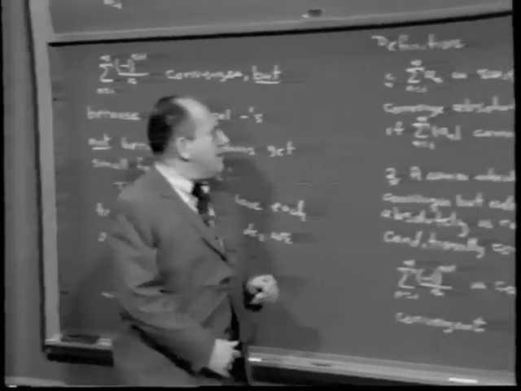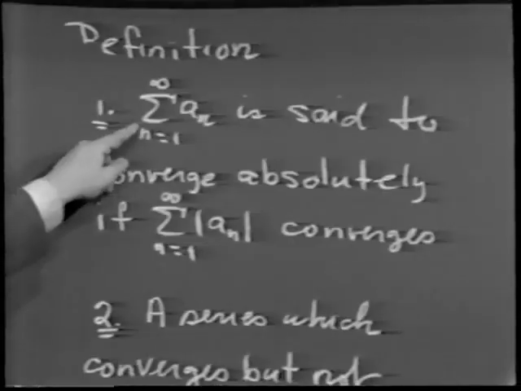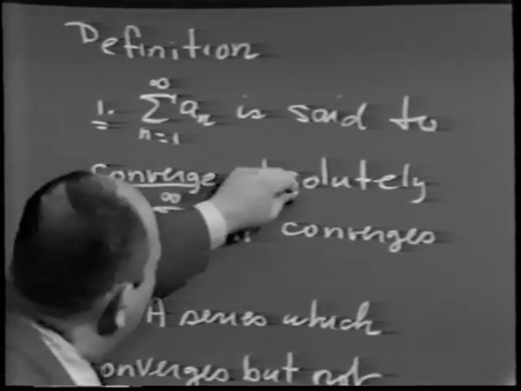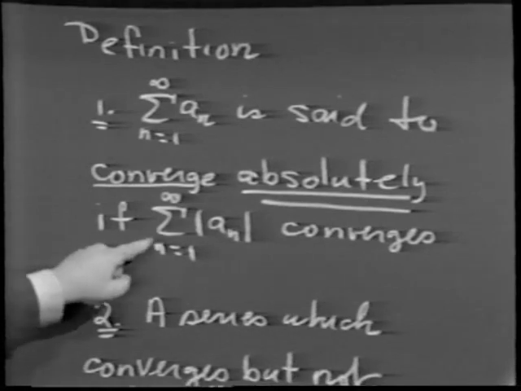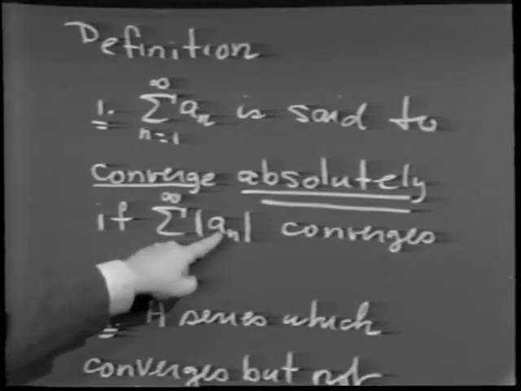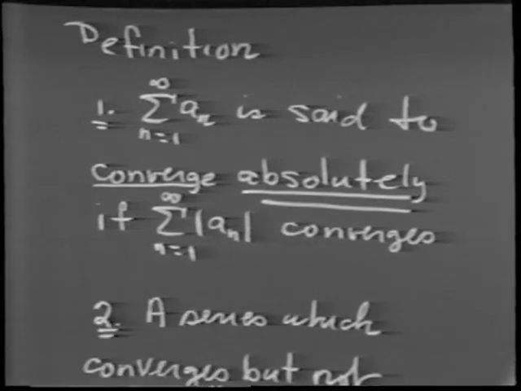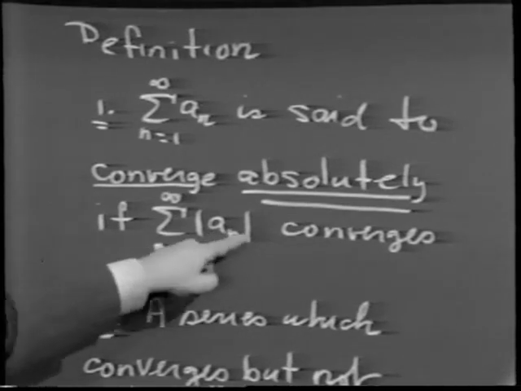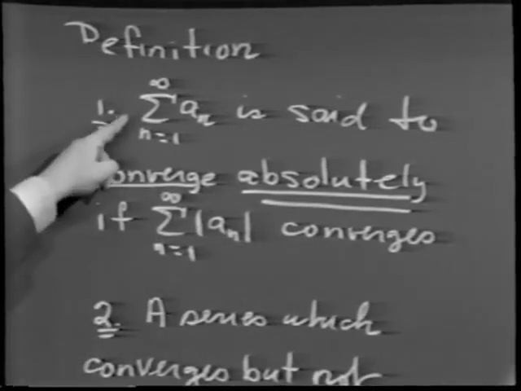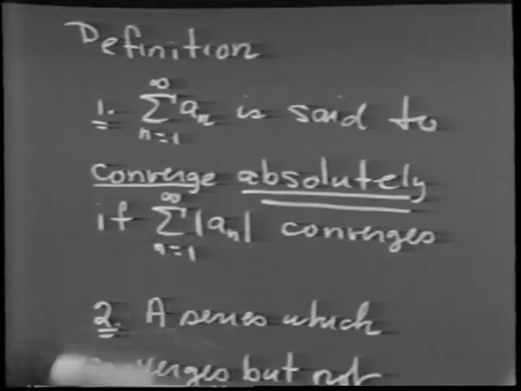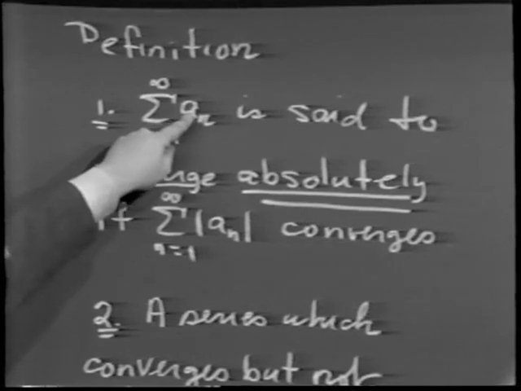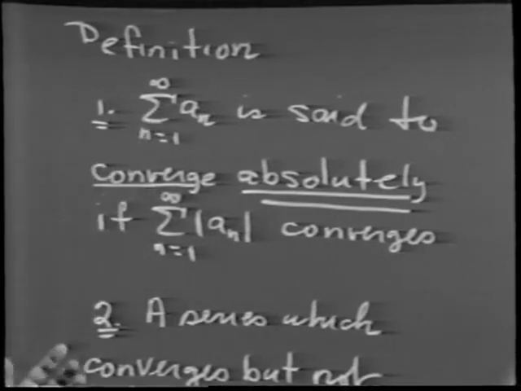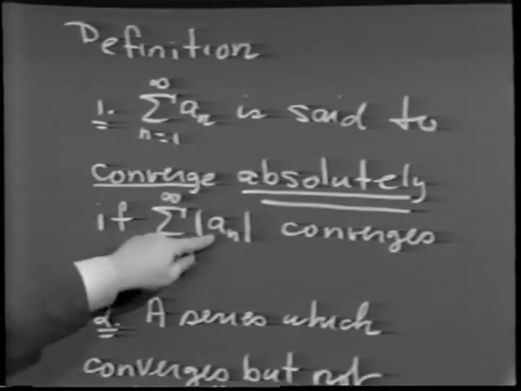The definition is simply this. The series, summation n goes from 1 to infinity a sub n, is said to converge absolutely if the series that you get by replacing each term by its magnitude converges. Now, I leave for the supplementary notes the proof that if a series converges absolutely, it converges in the first place. I think it's rather clear intuitively that if I replace each term by its magnitude, disregarding the plus and minus signs, and that resulting series converges, then the original series must have converged also because the terms couldn't be any bigger than this.